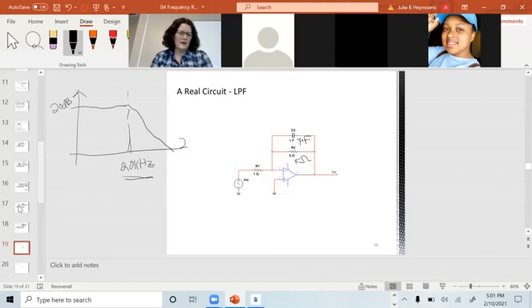But it makes the math easier. Okay. So you can do that with an op-amp. Not only can you, with these op-amp circuits, you can get both gain and filtering in one stage.